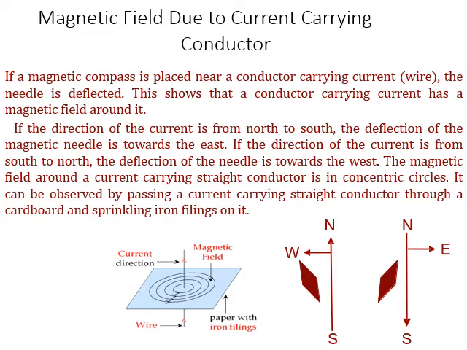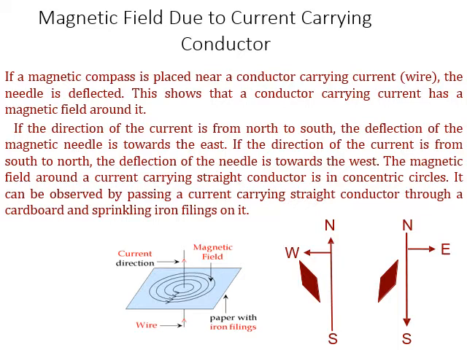So in the video we have seen that a magnetic field due to a current carrying conductor is there. If a magnetic compass is placed near a conductor carrying current, the needle is deflected. This shows that a conductor carrying current has a magnetic field around it. If the direction of current is from north to south, the deflection of the needle is towards the east. And if the direction of current is from south to north, the deflection of the needle is towards the west.